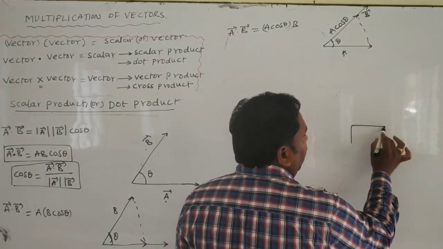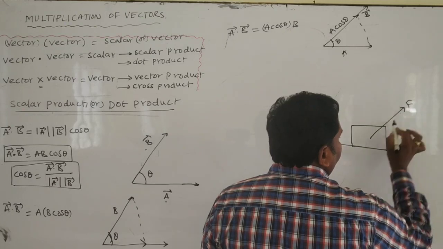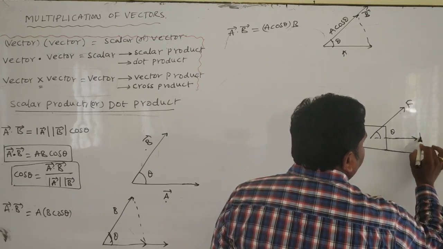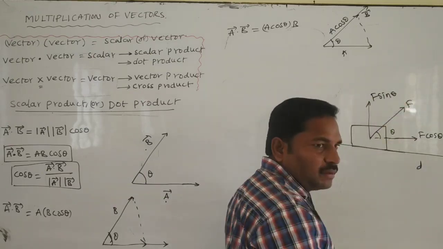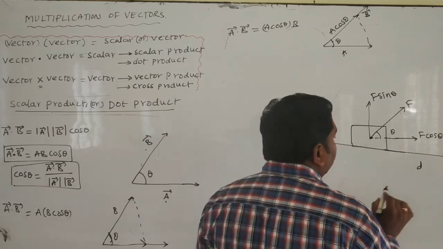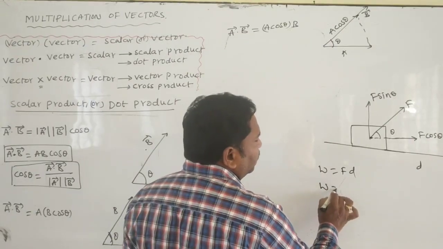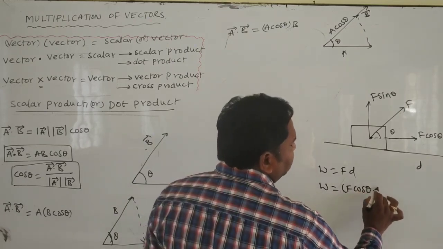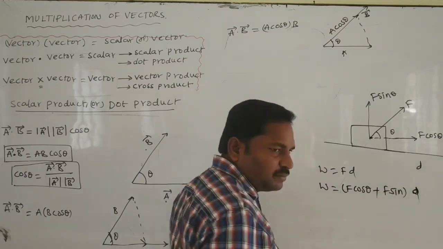Because suppose this is the block of mass M. We are applying the force F, which makes an angle theta with x-axis. Then it displaces D, and in this direction F cos theta, in this direction F sin theta. So now work done is equal to force into displacement. Now work done equals to, there are two forces there. One is F cos theta, second one is F sin theta, into displacement we have to take.